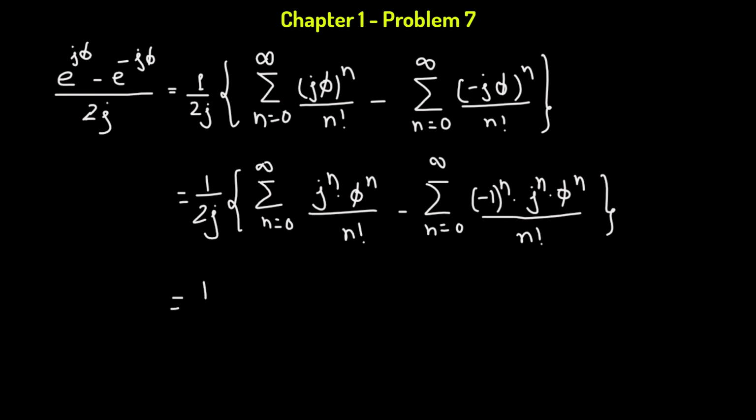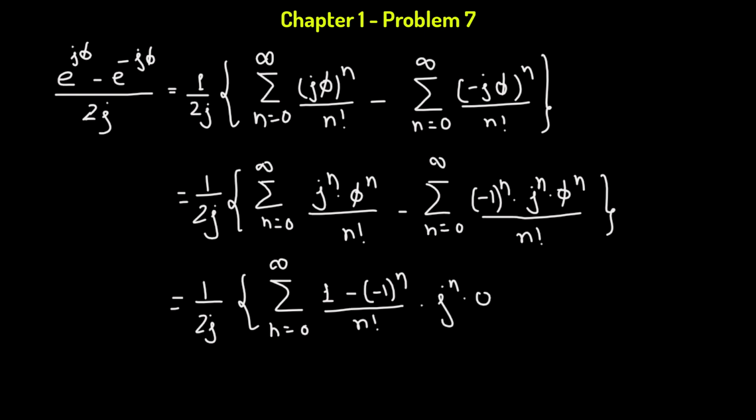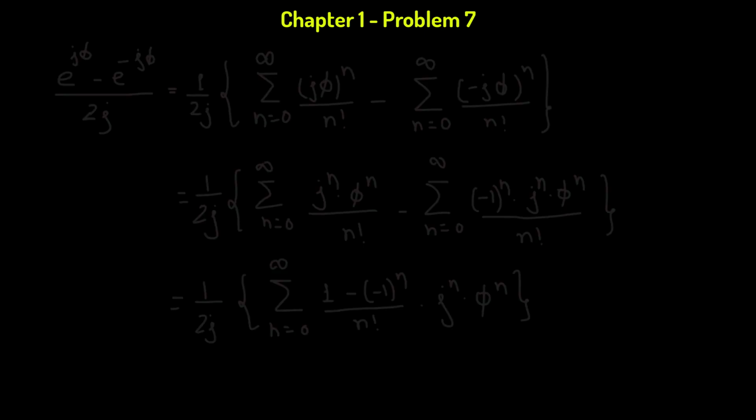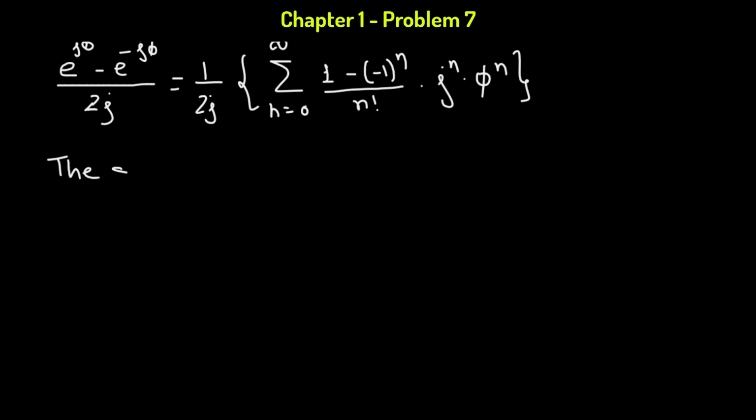So we can combine the two summations. That will give us 1 over 2j times the summation, n going from 0 to infinity, of (1 minus negative 1 raised to the power of n) divided by n factorial, times j raised to the power of n, times phi raised to the power of n. Now the sum is going to be non-zero for all odd values of n.